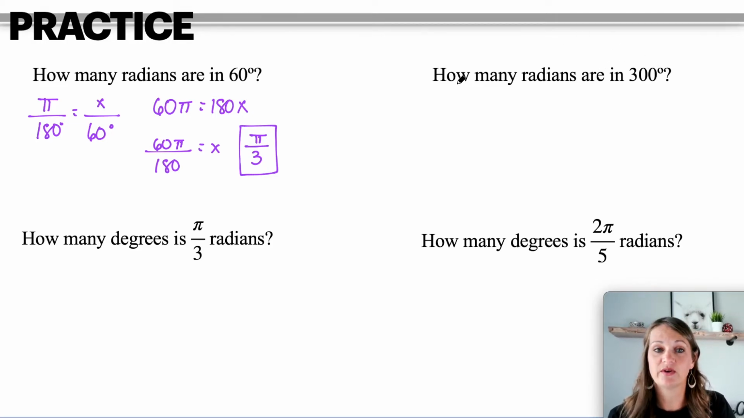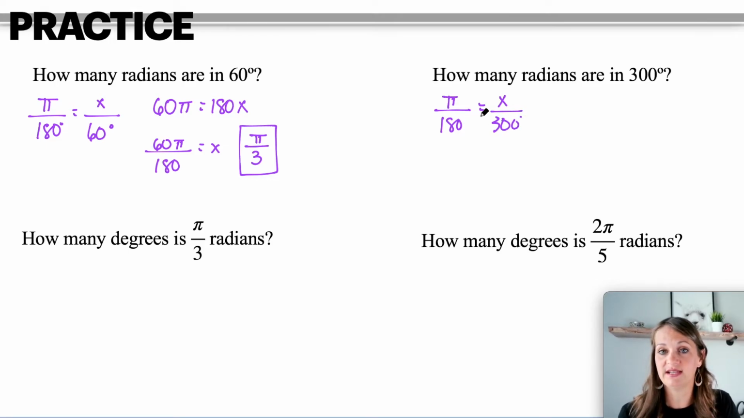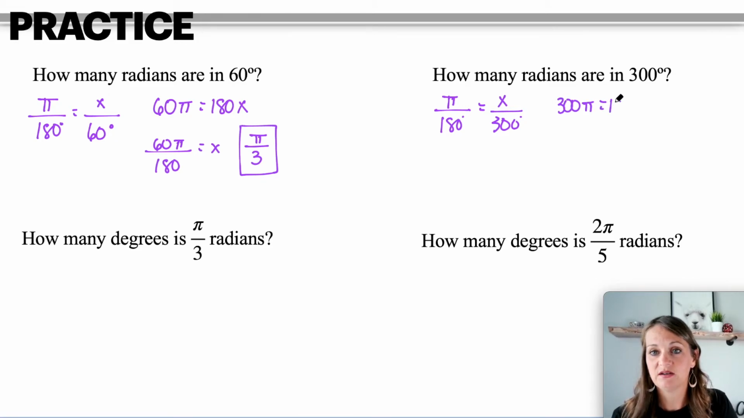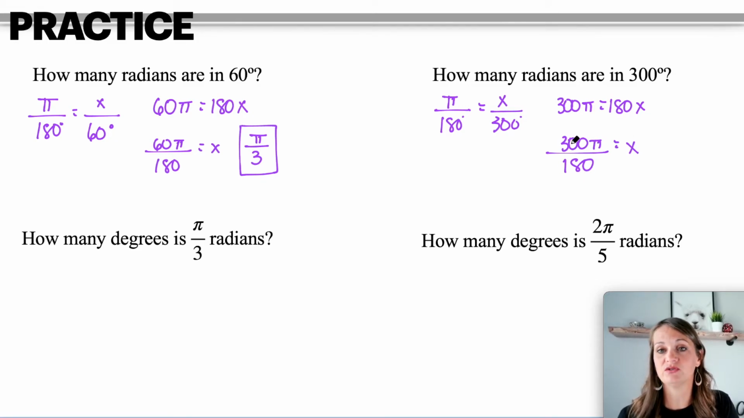So again, how many radians are in 300 degrees? So the conversion factor is pi over 180 equals x over 300. Again, 300 and 180 degrees need to both be on bottom. When you cross multiply, you'll get 300 pi equals 180x. So to solve for x, you're going to divide by 180. Do not put pi in the calculator, but you can reduce 300 over 180, which you can divide by 10, and then you could divide by 6. So you would get 5 pi over 6 if you were to reduce that.